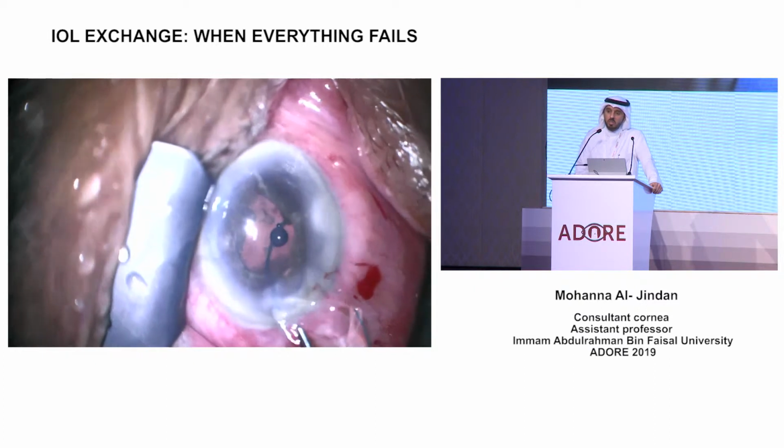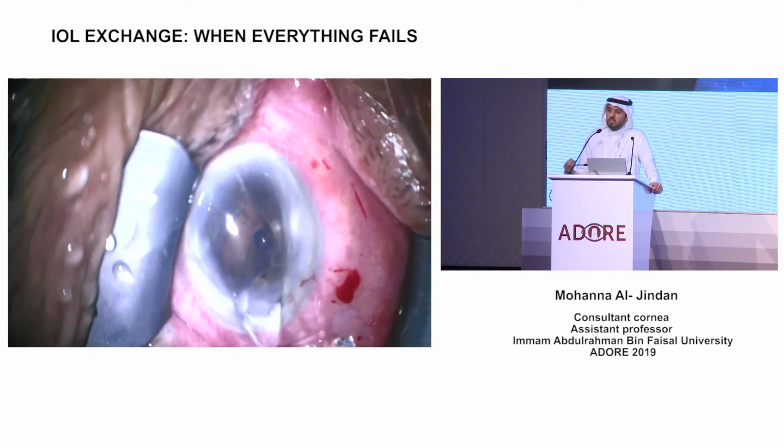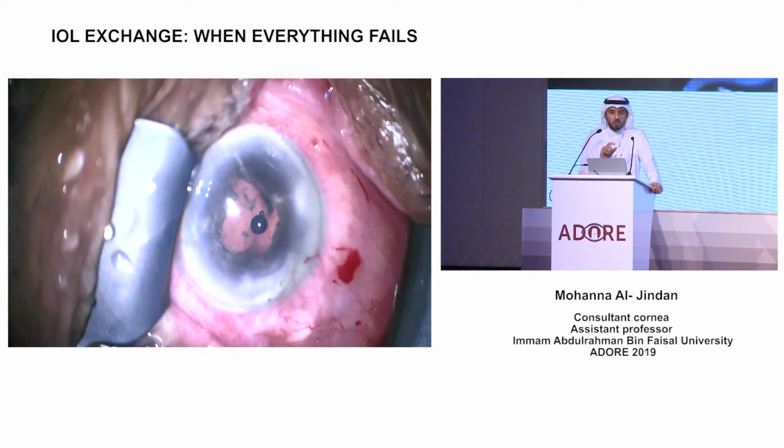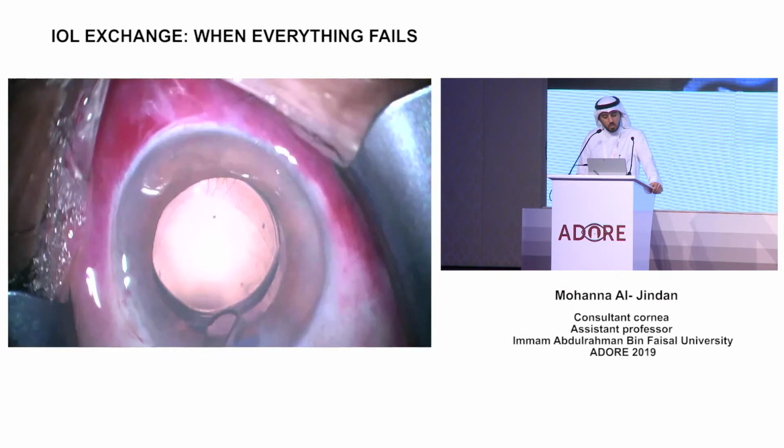And this is very important in cases in which you have a compromised capsule, where there is a fear that when you externalize the first half, the second half may fall into the vitreous, so it is better to just remove it as one unit.